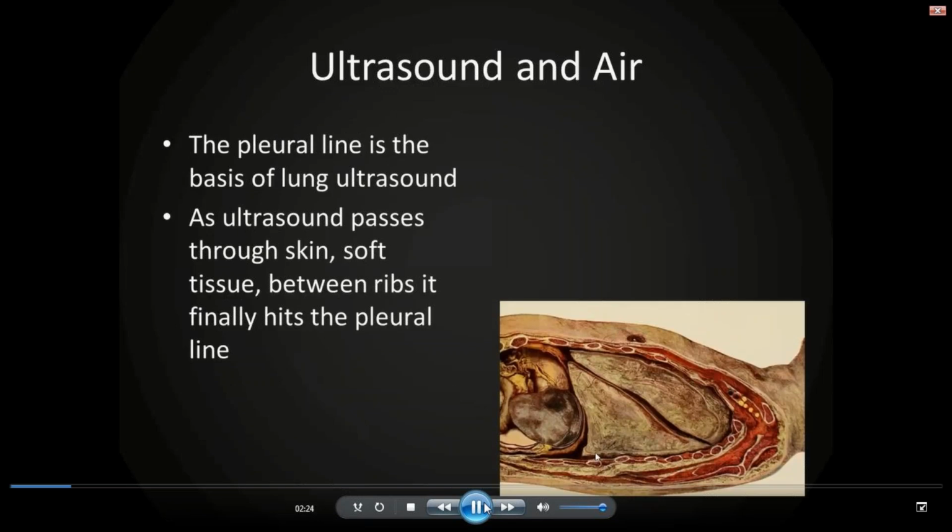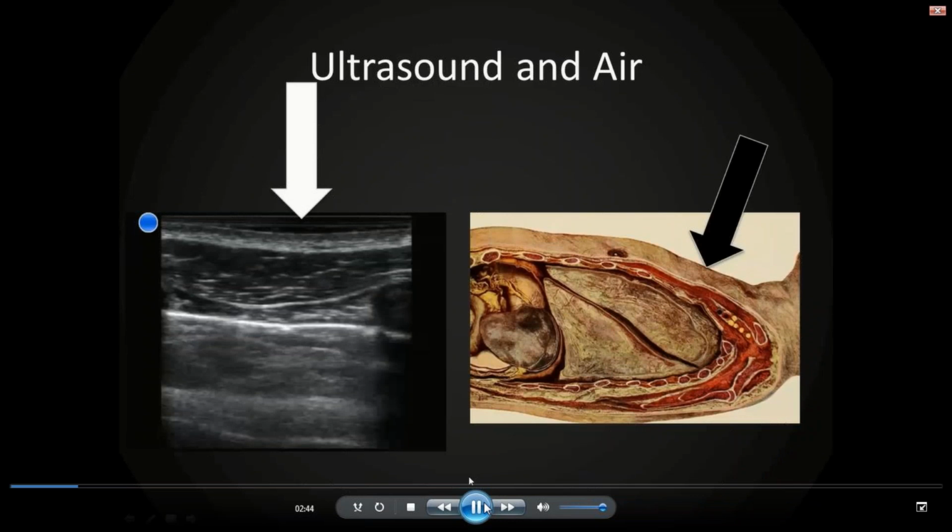The pleural line, in a way, is the basis of lung ultrasound. As ultrasound passes through skin, soft tissue, between ribs, it finally hits the pleura, and we can track all of that. It probably doesn't get very much deeper, at least medical ultrasound doesn't, in the healthy lung. In this case, we have our ultrasound transducer starting on the patient's chest, and this is the image that we see on the left. As the ultrasound beam enters the patient, it hits the skin, chest wall, goes into the thoracic cavity and onwards, although we can't really get much feedback beyond the pleural line.